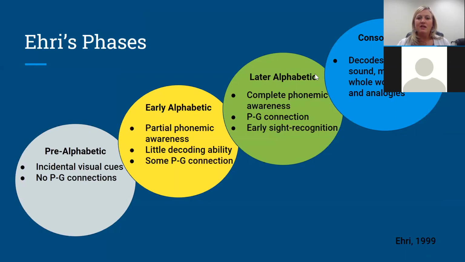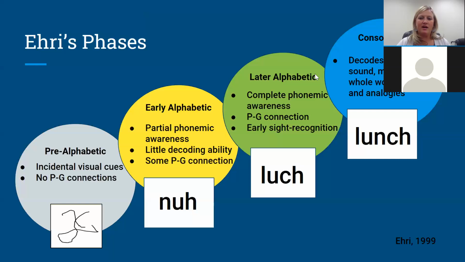Ultimately, where we want all of our readers to get is to Lene Airy's consolidated phase. In the consolidated phase, this is where they're decoding words proficiently. We're moving from having that awareness to that proficiency of the sounds, of the morphemes, of the word families. So that's where we want all of our skilled readers to be.